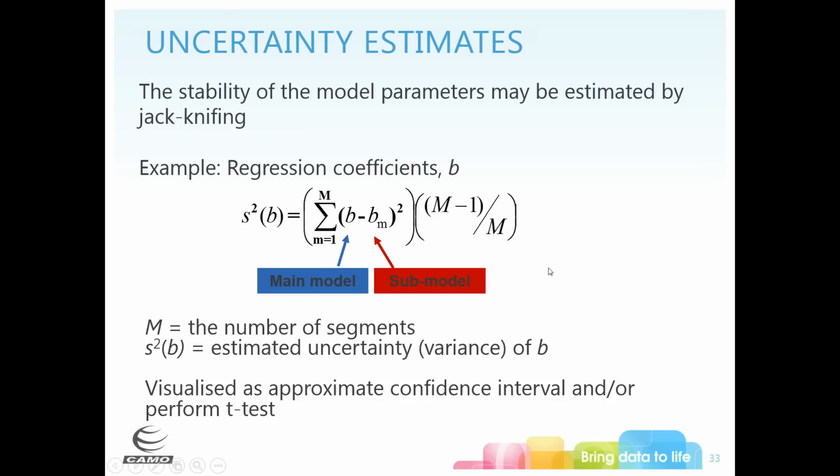And this is the equation for how we model those. You've got your B coefficients with your main model and your submodel, and it's the error between those divided by the number of segments that you have.